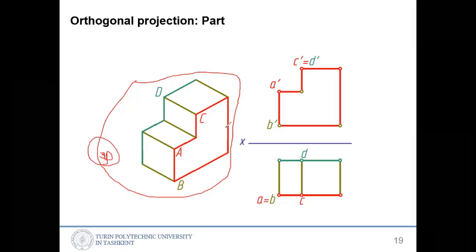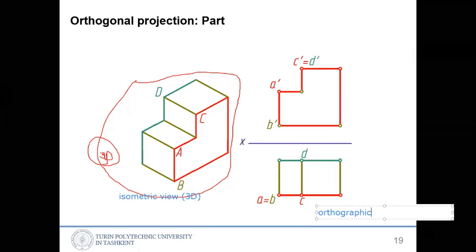But the Monge method, or orthographic or orthogonal projection, is this one on the right hand side. The isometric view is similar to the 3D, and the right hand side one is orthographic or orthogonal, which are the same. Orthographic or orthogonal are the same thing. Orthographic projection.